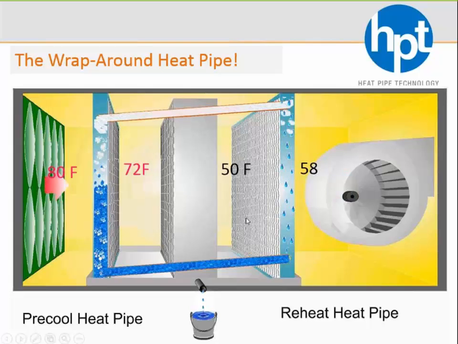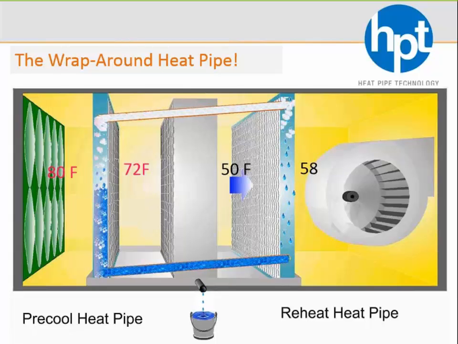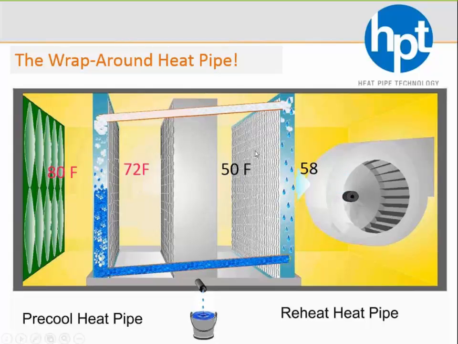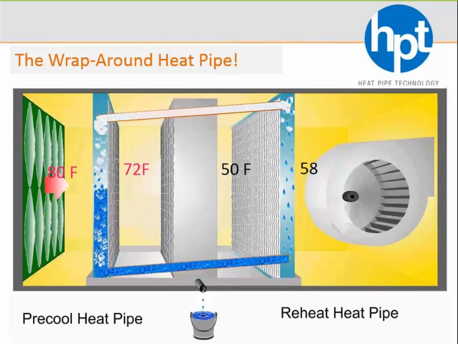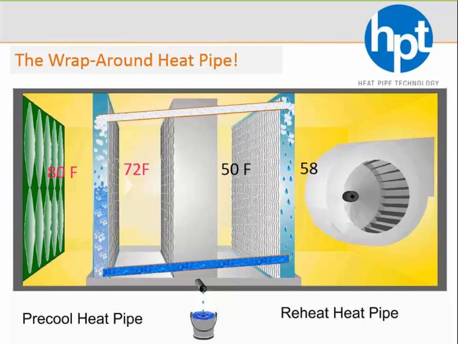By reducing the load, you're allowing your cooling coil to save on your cooling costs or even further dehumidify. Now, the energy you captured upstream is transferred downstream in the form of reheat. So that same 50-degree air, which is even further dehumidified, is going to heat up to 58 degrees. So now you've met your design and met code, both 62.1 and 90.1, using a wraparound heat pipe.